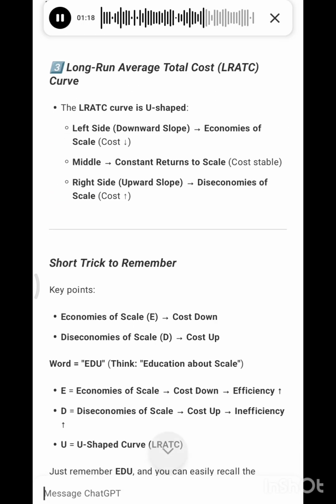3. Long-run average total cost, LRATC curve. The LRATC curve is U-shaped. Left side, downward slope: economies of scale, cost falls. Middle: constant returns to scale, cost stable. Right side, upward slope: diseconomies of scale.